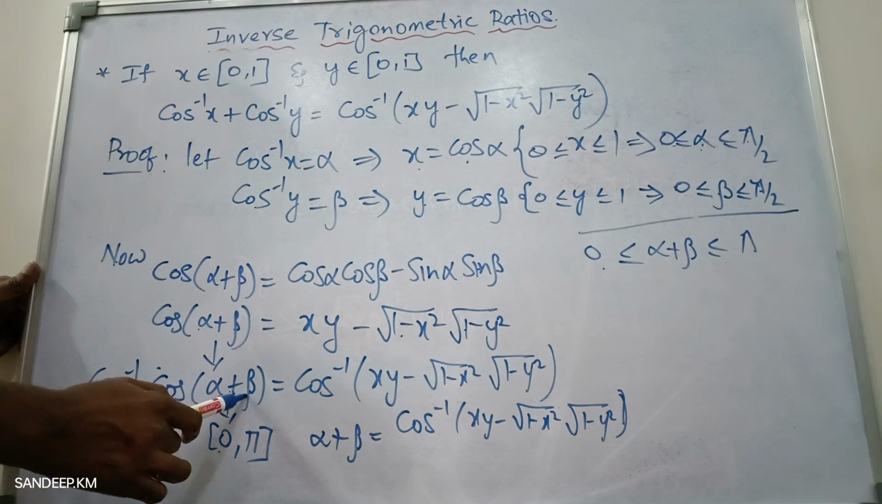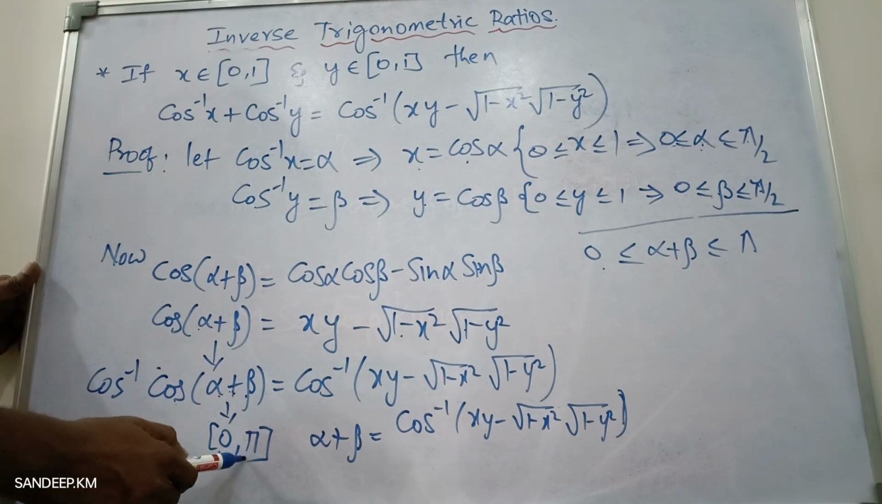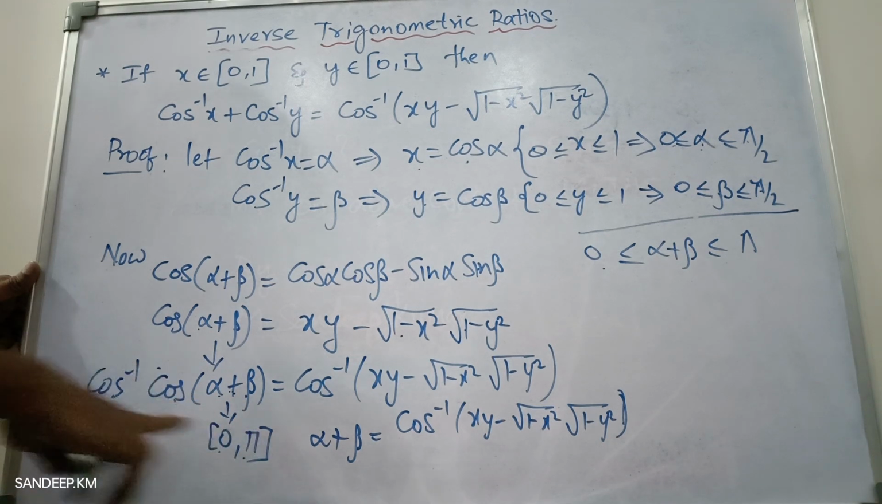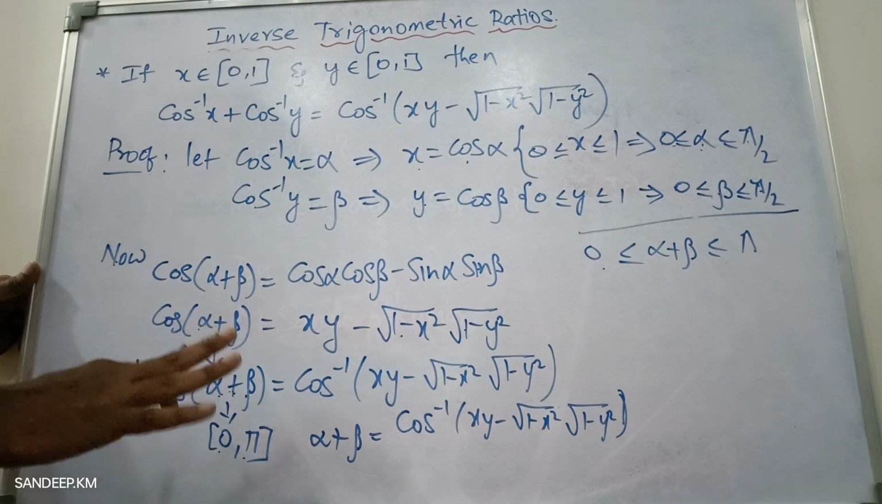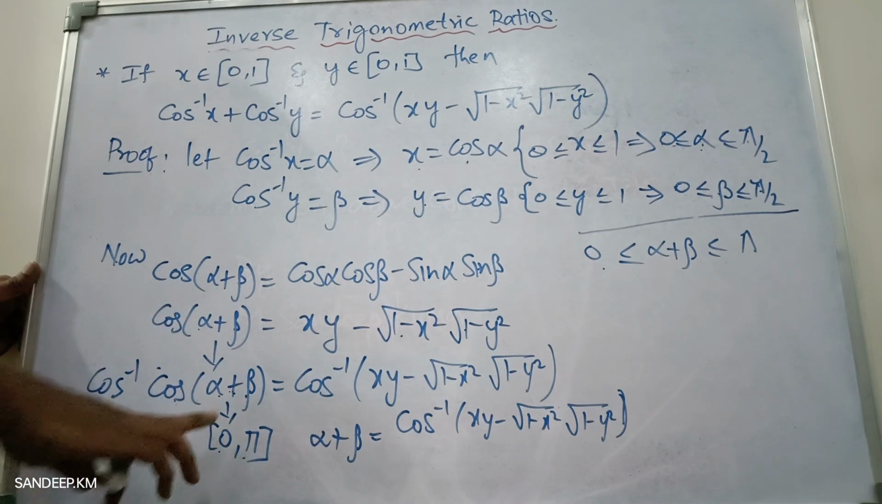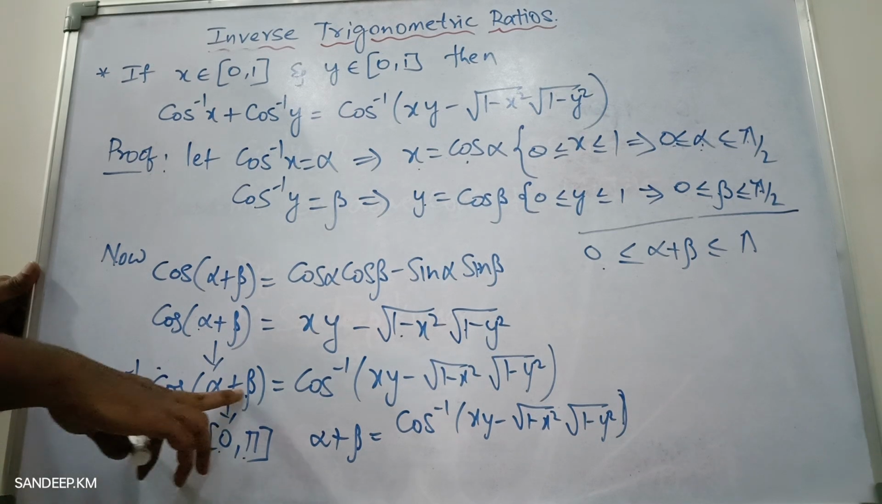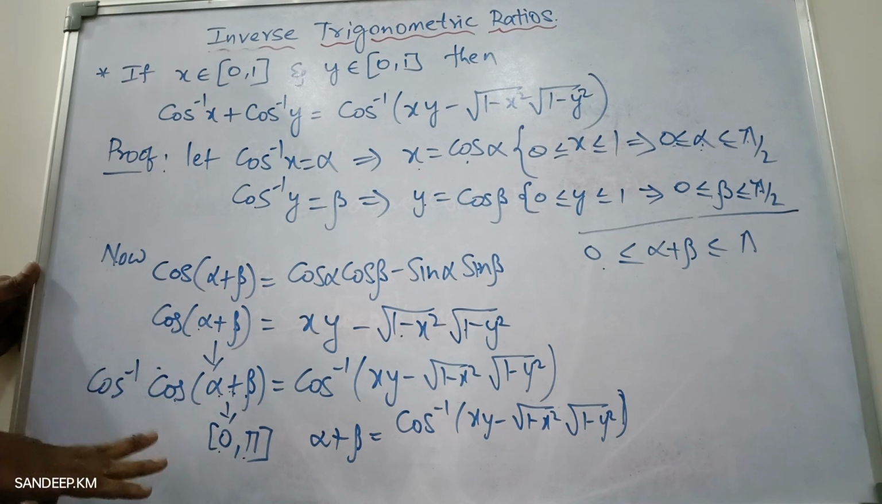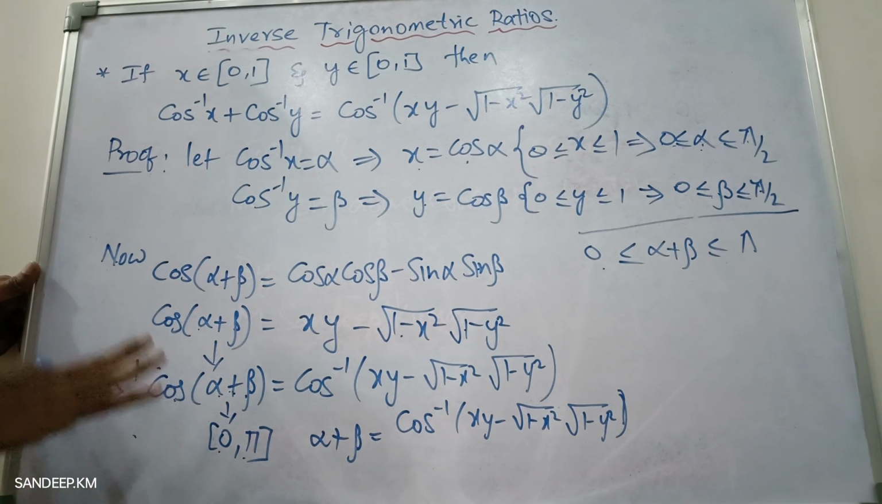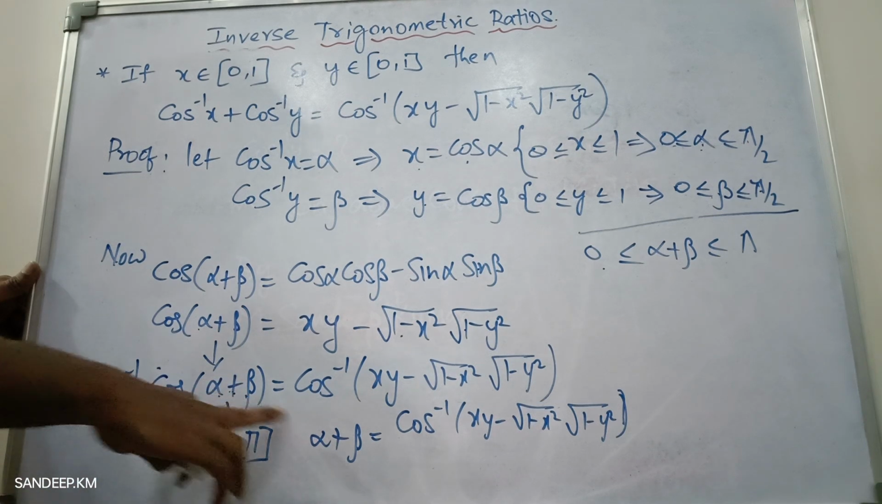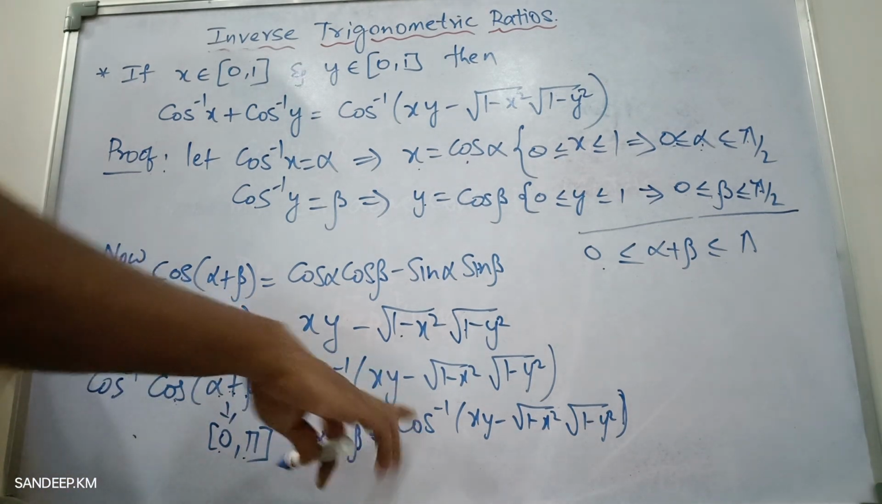If you get alpha plus beta between minus pi by 2 and plus pi by 2, I cannot do this step. I cannot say that cos inverse and cos can be ignored. I should not say that. Since alpha plus beta is between 0 and pi, that means alpha plus beta is in the restricted domain of cosine function. Cos inverse and cos can be ignored. And we will get only alpha plus beta on the left side and this on the right side.